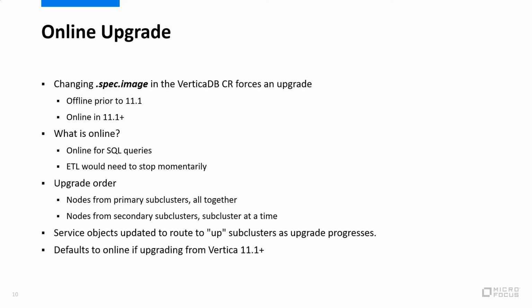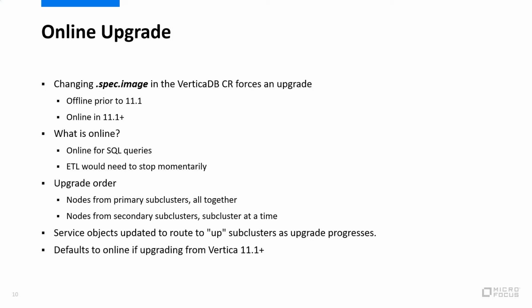Access to this cluster through the various service objects will seamlessly redirect to a subcluster that is up. For instance, if you had a service object for a primary subcluster, that service object routes traffic to one of the secondaries while the primary is being restarted. You have some control over what subclusters are used for the routing. If you don't have a secondary subcluster, you even have the option of creating a temporary secondary just for the upgrade.